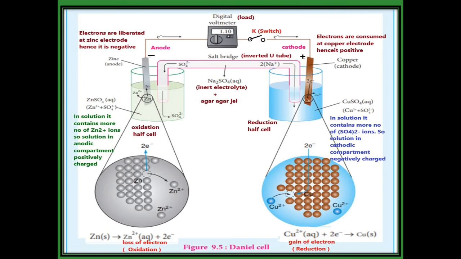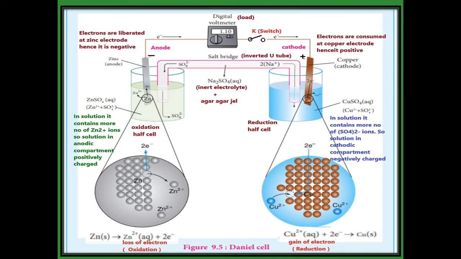Then copper is called the cathode. Why is it called the cathode? Here the electrons are consumed by the copper electrode, so it is the positive one. We already saw that in electrolysis cathode means negative, anode means positive, but only in the Daniel cell the anode is negative and the cathode is positive. Please keep it in mind, because at the anode the electrons are liberated, but at the cathode the electrons are consumed, so the sign is reversed.